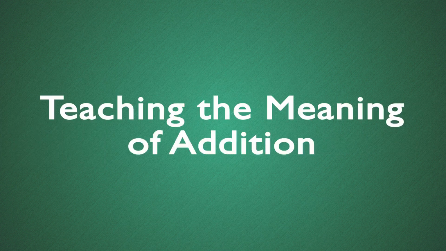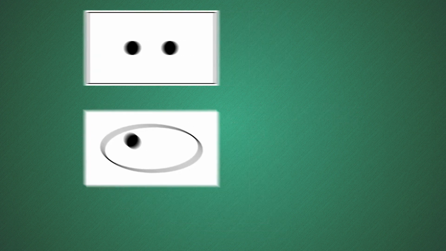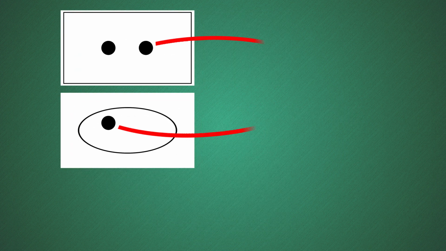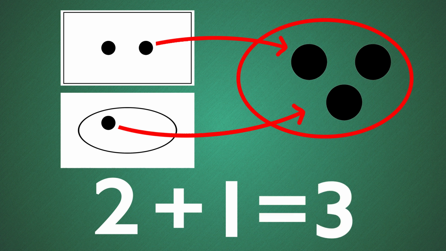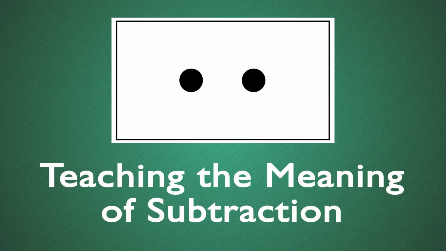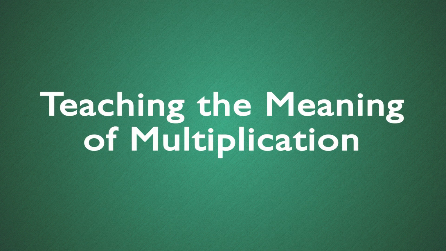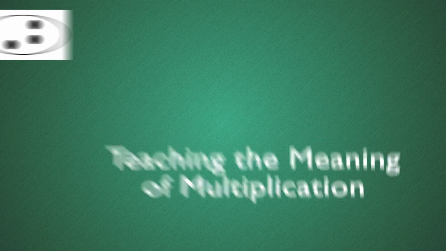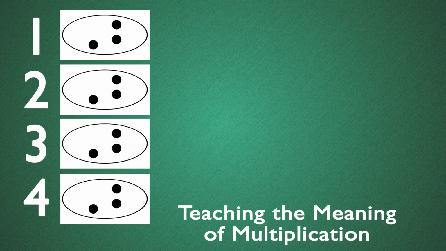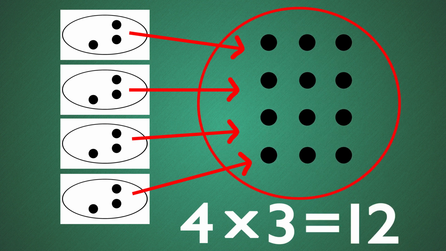When teaching the meaning of addition, present 2 dot cards such as 2 and 1, and as you join the cards, students call 2 plus 1 equals 3. When teaching the meaning of subtraction, present 2, and as you cover a dot, students will call 2 minus 1 is equal to 1. When teaching the meaning of multiplication, present the dot card for 3 4 times. Students write 4 times 3 is equal to 12.